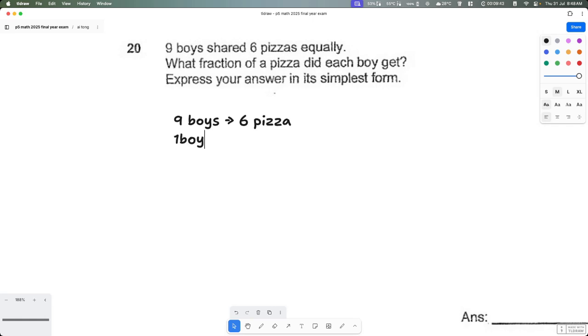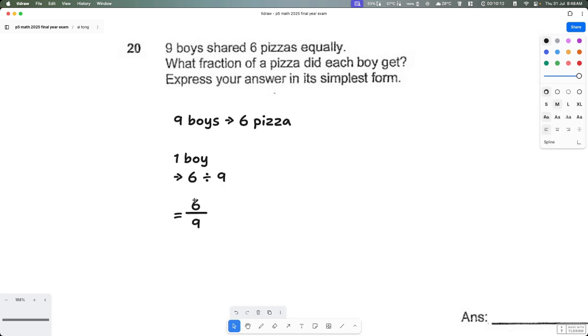So one boy is equal to 6, and then we divide it by 9. We want to express it as a fraction, right? So we'll just put this here so it's easier for me. So 6 divided by 9. Then we can simplify 6 and 9, in this case over here.